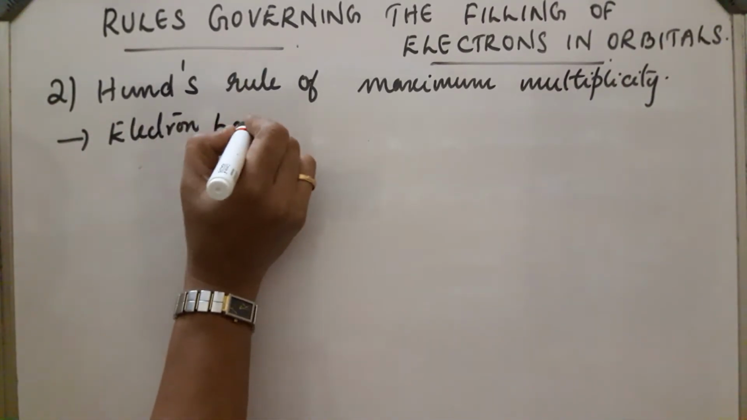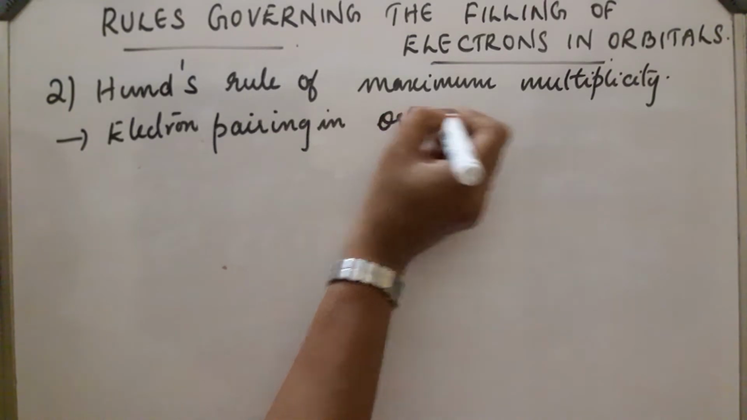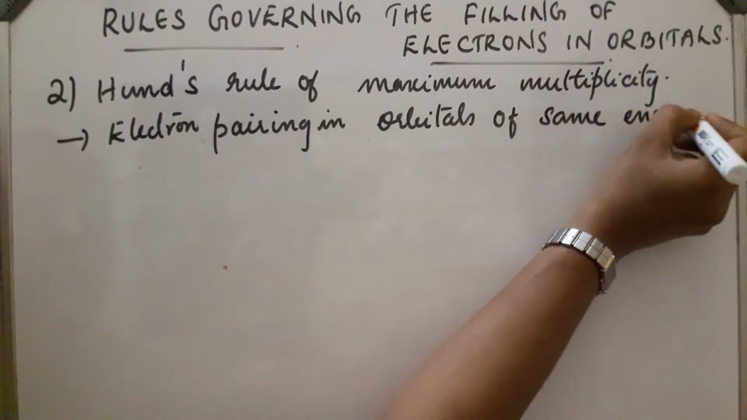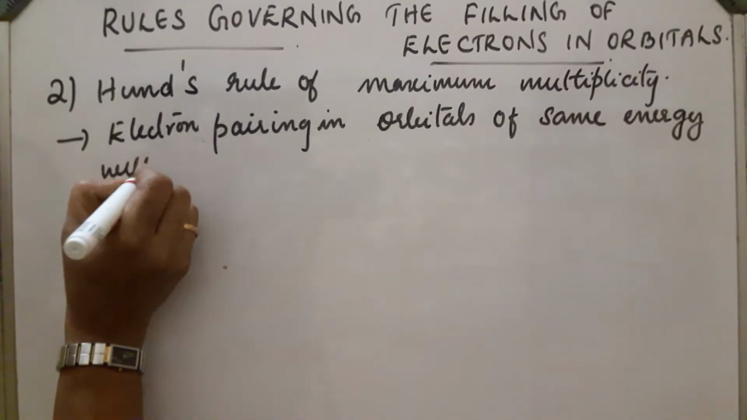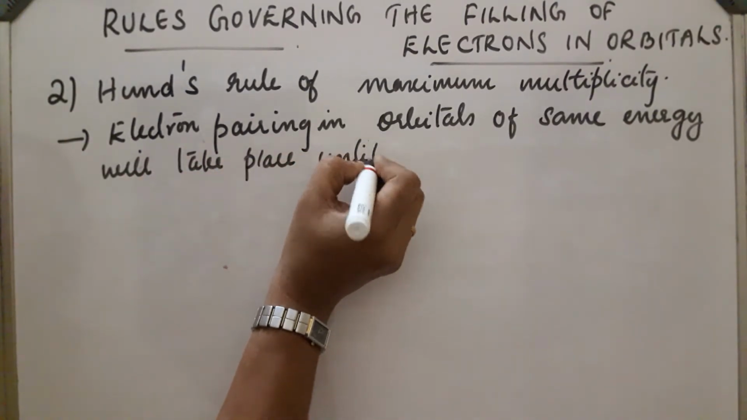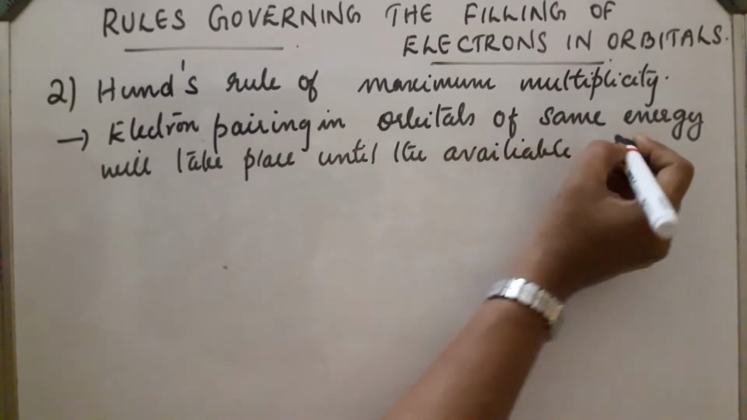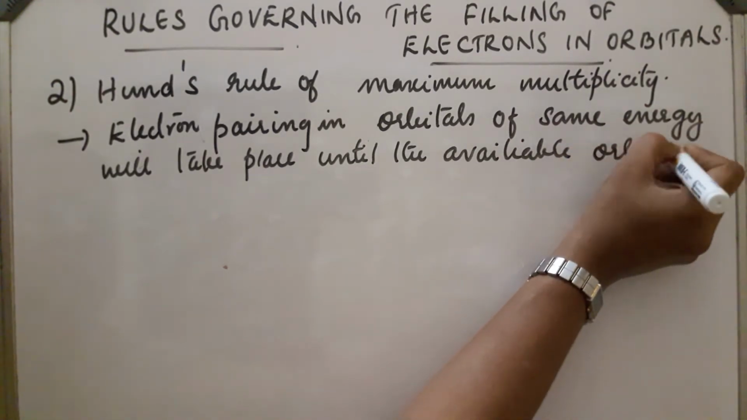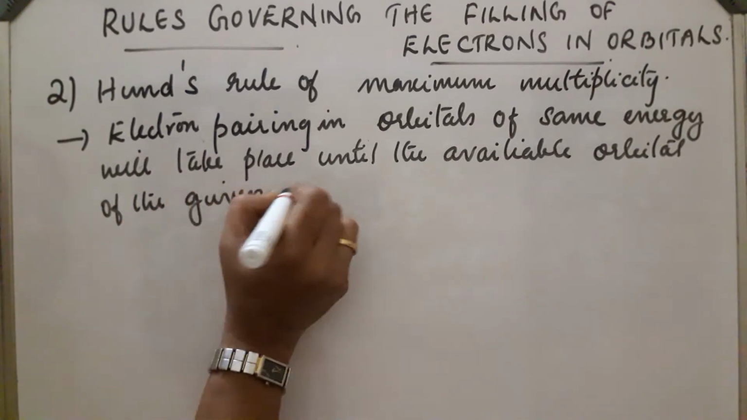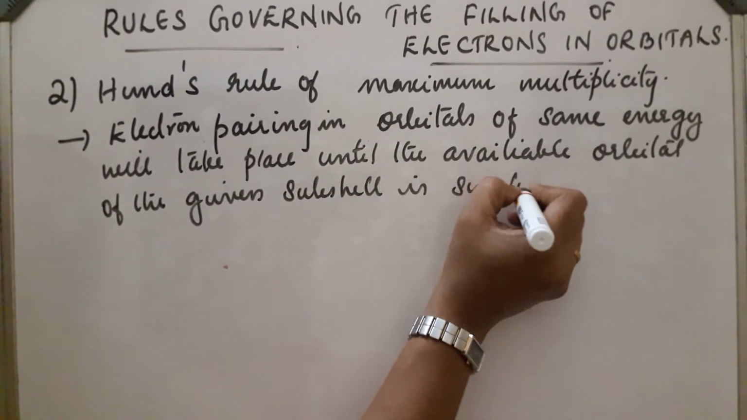That is, this states that electron pairing in orbitals of same energy will take place until the available orbitals of the given subshell are singly occupied.